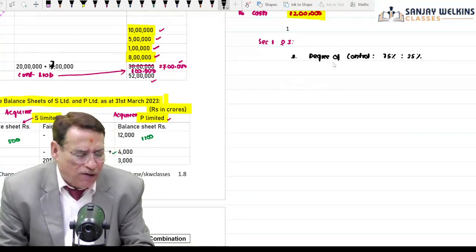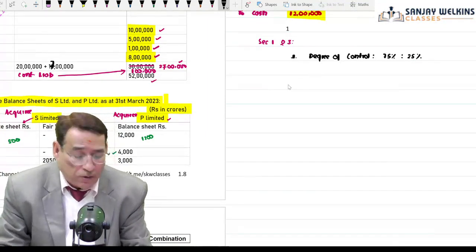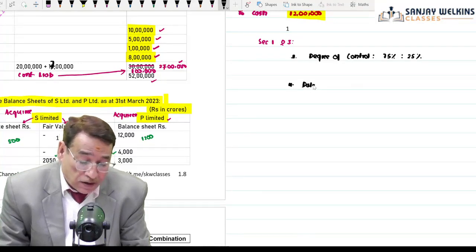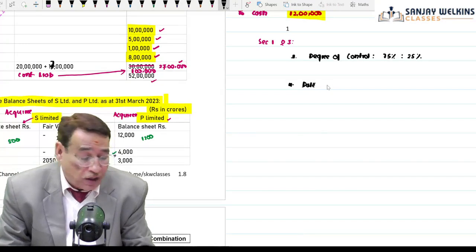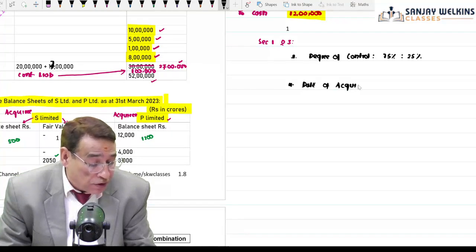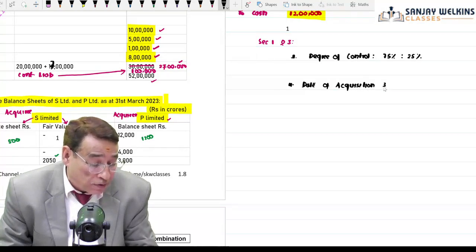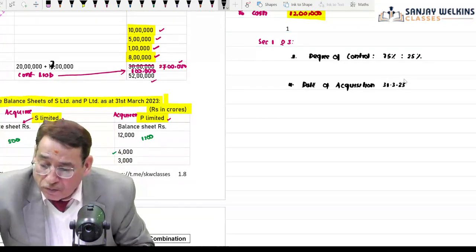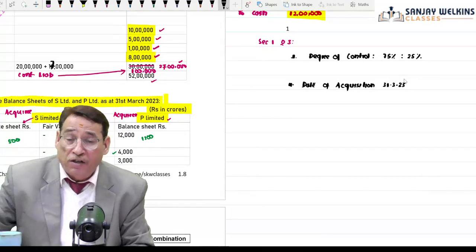Is it clear to you? Although it is not necessary to write it this way. Then next one, obviously, date of acquisition. In this question, the date of acquisition, as you must have noted, is given as 31st of 3/2023. This is the date of acquisition.